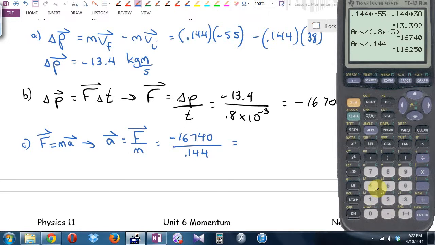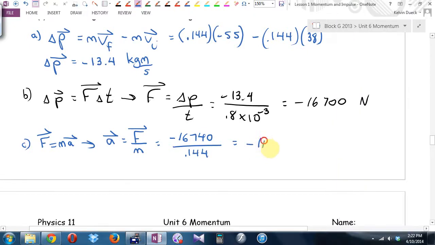Negative 116,250. I'll go to 3 sig figs. Negative 116,000. Units, Zach. It's acceleration.